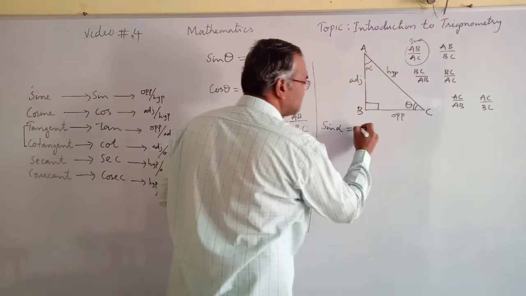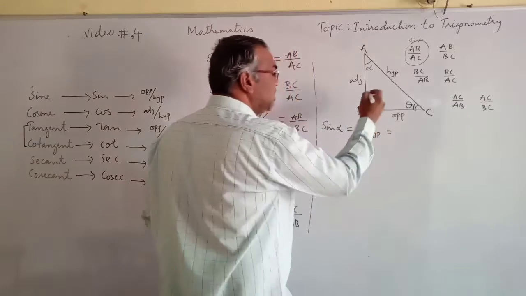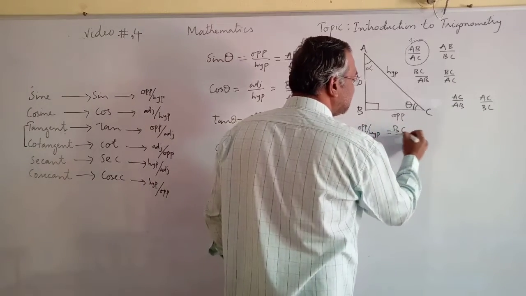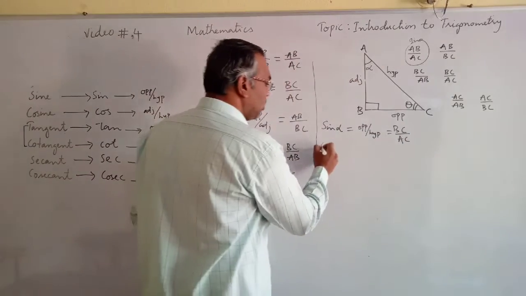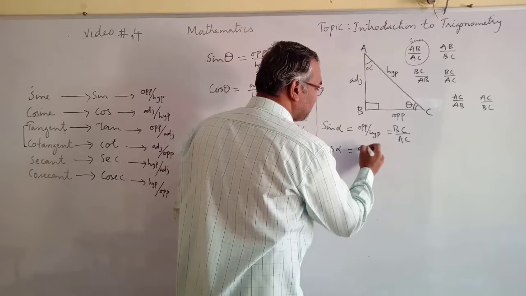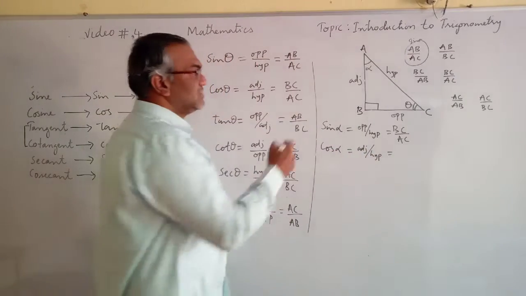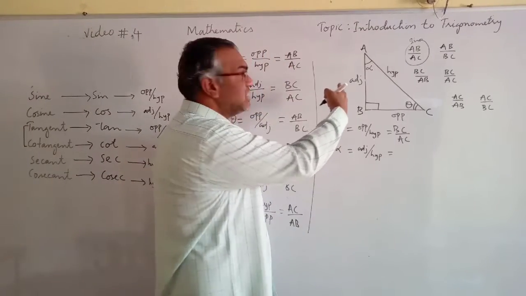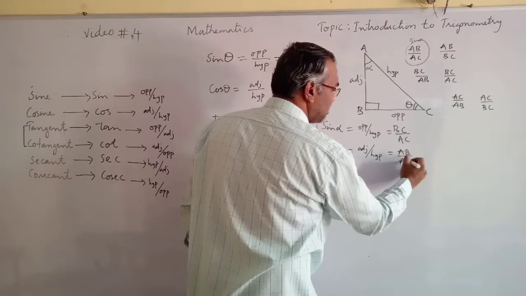Opposite divided by hypotenuse. So this time, opposite is BC divided by hypotenuse, which is AC. Then cos alpha. We know the definition of cos is adjacent divided by hypotenuse. This time adjacent is AB, and AB divided by hypotenuse AC.